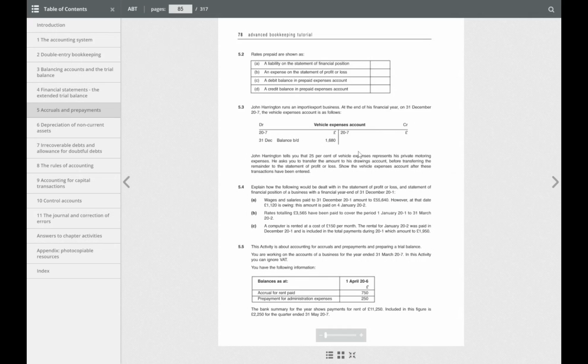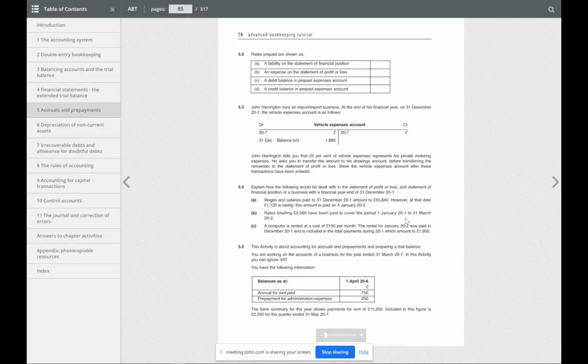Can you read that? Yeah, you can read that. Explain how the following would be dealt with in the statement of profit or loss and the statement of financial position of a business with the financial year end of 31st December 2011. A is wages and salaries paid to 31st December amount to 55,640 pounds.